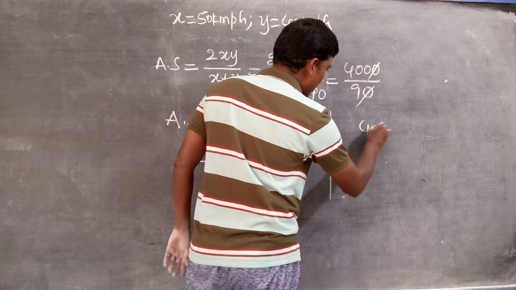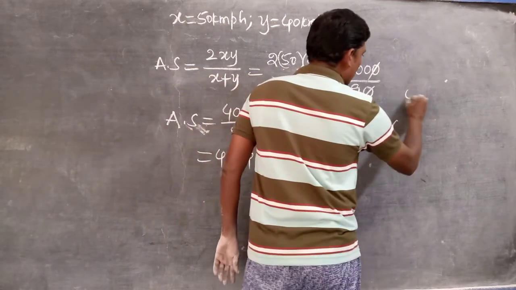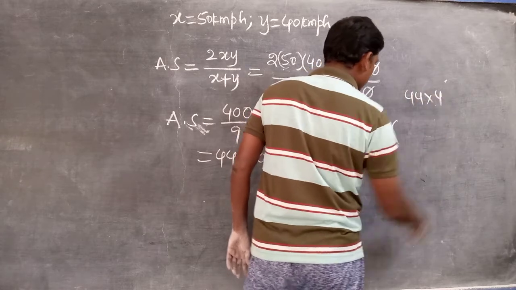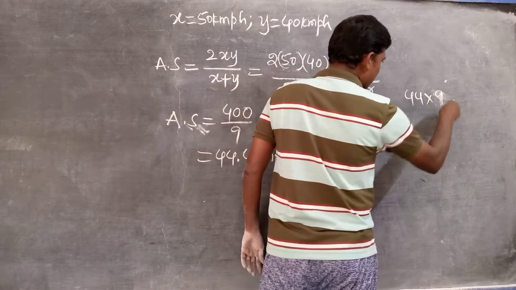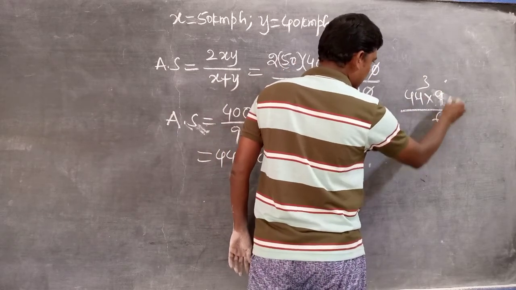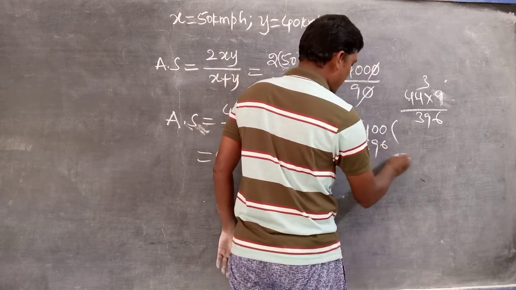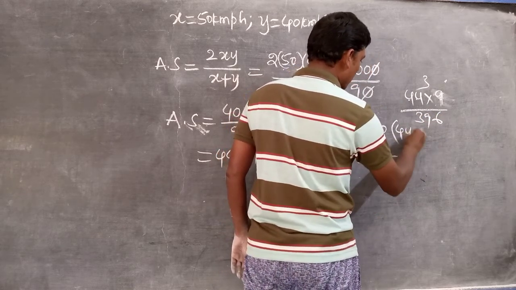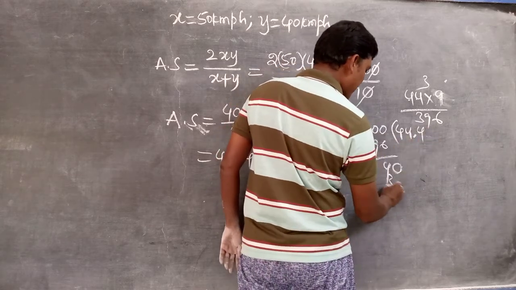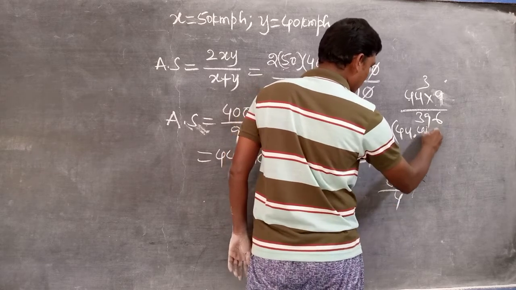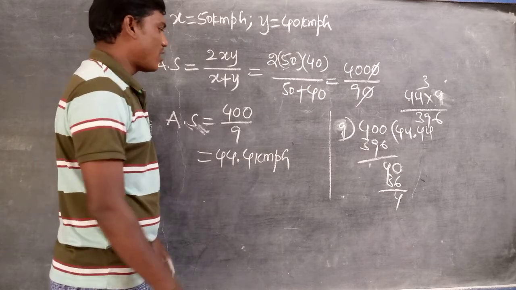Let's verify: 44 into 9, 9 fours are 36, plus 3 is 39, means 396. Again 4 remains, so 44 point. 9 fours again 36, so 4. That's why 44.4 kilometers per hour. This is the answer.